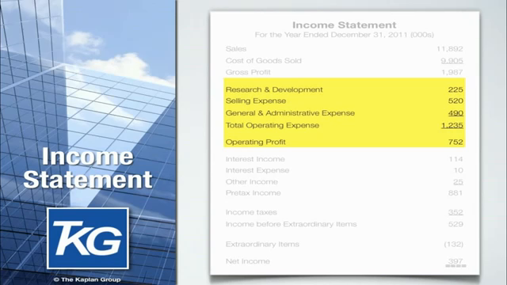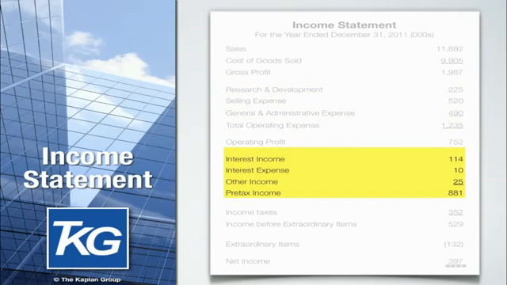Selling expenses include marketing and advertising costs, plus salespeople and customer service expenses. General and administrative expenses include expenses for departments such as human resources, legal, and finance. For this company, total operating expenses were $1,235,000. We then subtract the operating expenses from the gross profit, and that gives us the operating profit. This is one of the most important items in measuring the company's profitability.